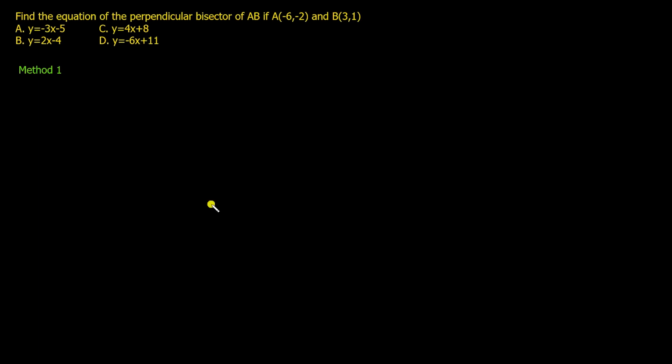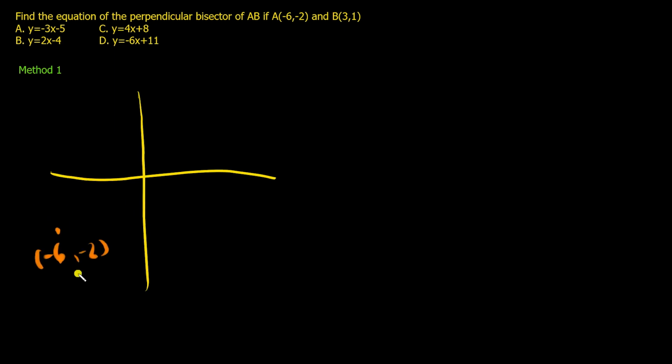Last problem: find the equation of the perpendicular bisector of AB if A is negative 6, negative 2, and B is 3, 1. So method number 1, what is it? Perpendicular bisector, right? So we will graph this. Negative 6, negative 2, and 3, 1.